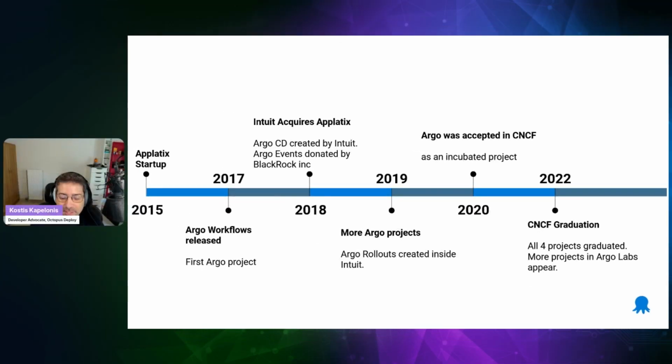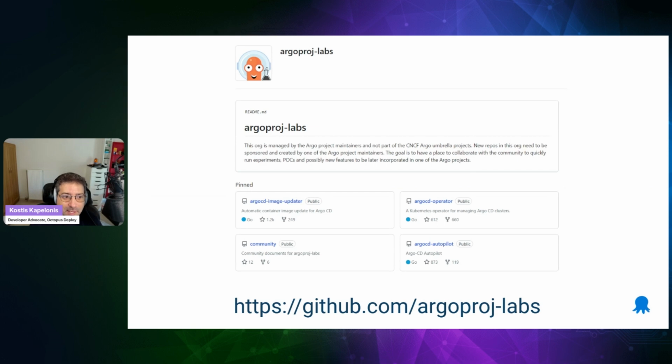The major milestone that you need to keep in your mind is 2020, when all 4 Argo projects were accepted in the CNCF, the Cloud Native Computing Foundation, at the incubation stage. And in 2022, they graduated. So now every Argo project is production ready. You can use them today, even in production scenarios.